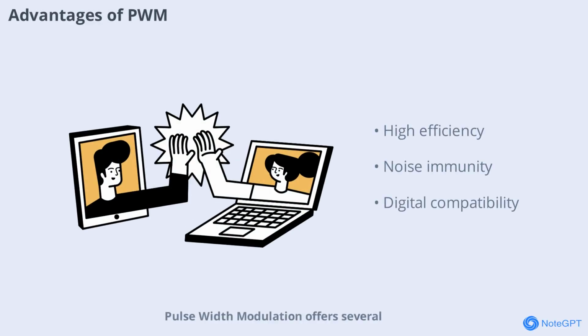Pulse width modulation offers several advantages over other modulation techniques. It is highly efficient, as power is only delivered during the pulse duration. PWM signals are also less affected by amplitude noise, making them more reliable in noisy environments. Additionally, PWM can be easily generated and processed using digital circuits, which is a major benefit in modern electronics.